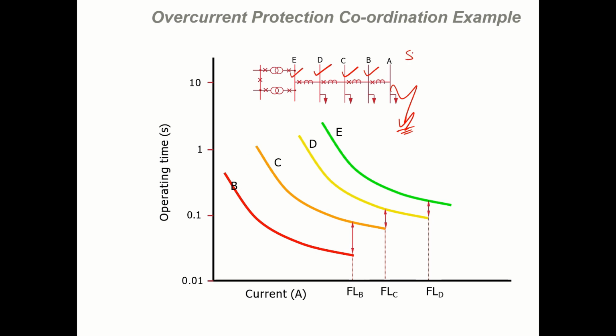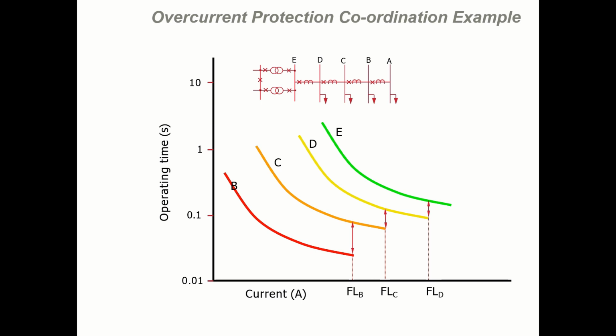So suppose we are assuming the standard inverse characteristic. If this is the characteristic of relay B, then relay C should operate at the time of operation of relay B plus some coordination time interval. Similarly, the time of operation of D should be that of C plus some coordination time interval. So this is the relay B characteristic. C should operate after a certain time interval, then D after a certain time interval, similarly E after a certain time interval. So this is basically a very simple example.